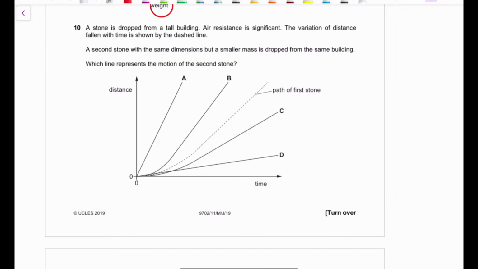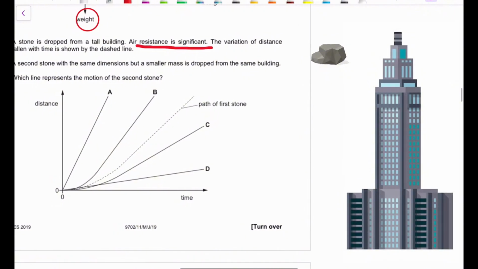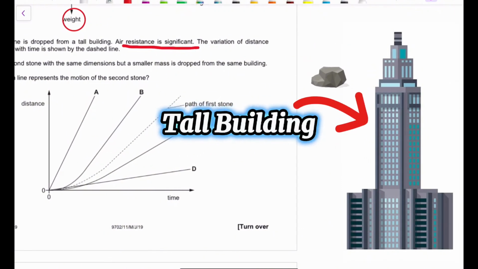A stone is dropped from a tall building. Air resistance is significant, which is very important for you to take note of. The variation of the distance fallen with time is shown by the dashed line, which is this line. A second stone with the same dimension but a smaller mass is dropped from the same building. So we have a building over there and we're going to drop a stone, but a smaller mass is going to fall down.